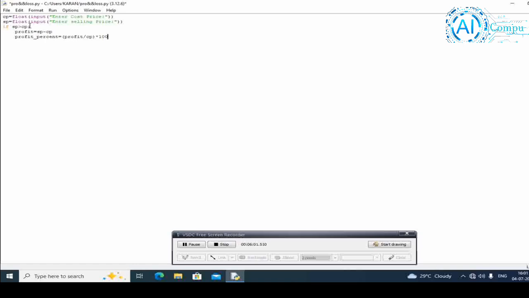And we have to print this value also, the profit value and profit percentage value. So here we will print "profit", so the value should be in... "profit equals to", let's give an equals to sign, profit.